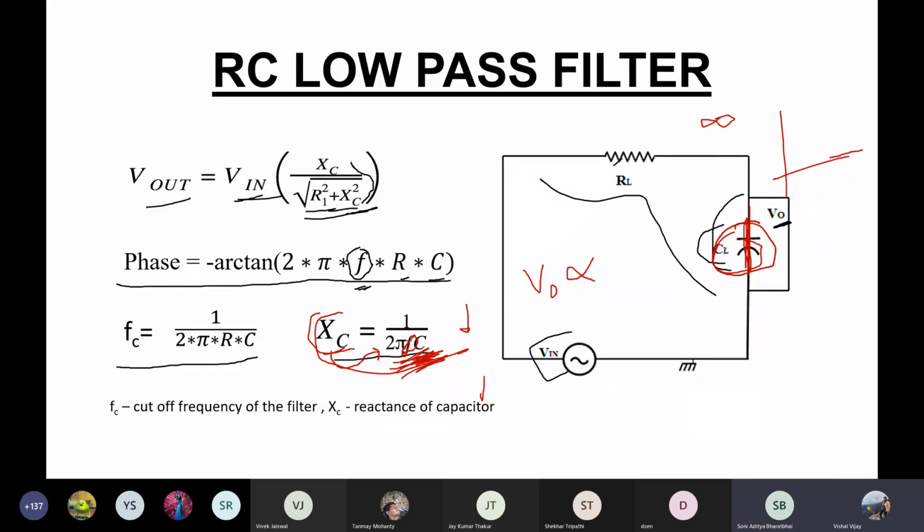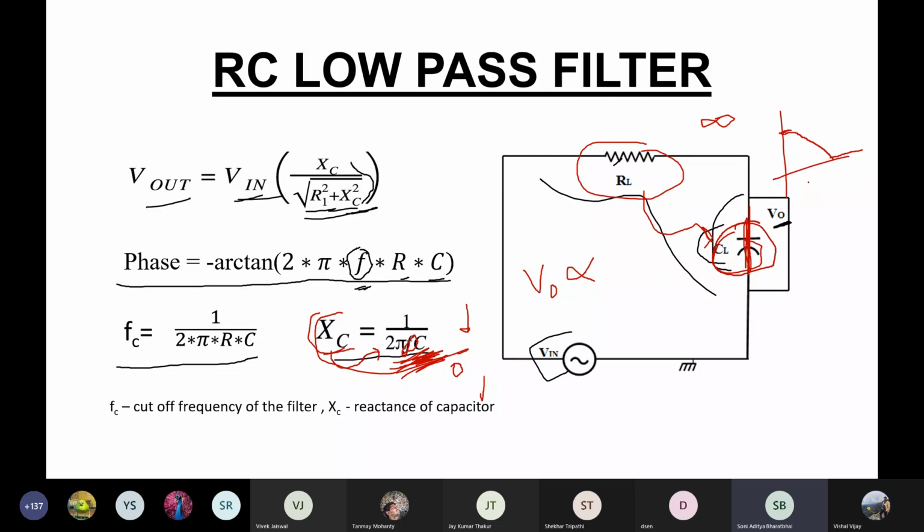And when the frequency is zero, the capacitor will be an open circuit. As this is open circuit, no current will flow, so no voltage drop across this resistor. All the voltage will be dropped across this capacitor, and the voltage will be highest at this point. As you eventually increase the frequency, the reactance across the capacitor will start to decrease, so hence the voltage will also start to decrease.